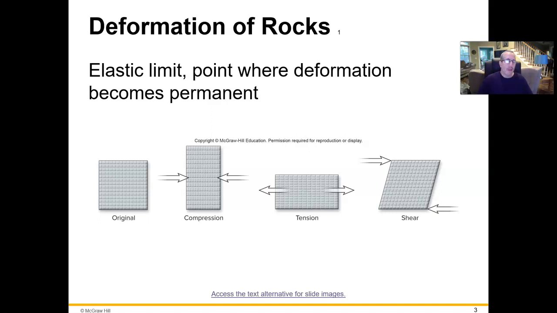So you see the far left is an original. That's just a little grid that they have, and that's just showing you, okay, this is the normal. This is how it is when there's no stress on that rock.